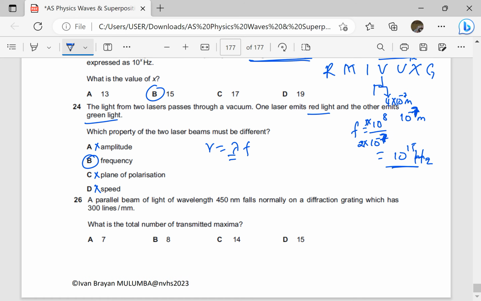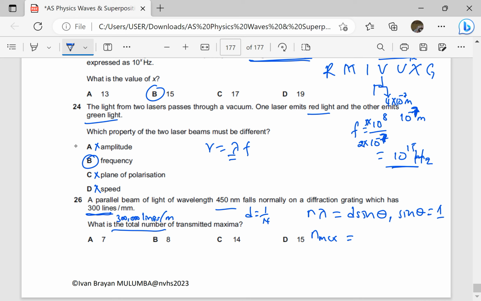And lastly, a parallel beam of light of wavelength 450 nanometers falls normal on a diffraction grating which has 300 lines per millimeter. What is the total number of transmitted maxima? For a diffraction grating, n lambda is equal to d sine theta, and sine theta is equal to 1 when n is maximum. D is not given, but remember d is equal to 1 over N, the number of lines per meter. This is number of lines per millimeter, so it becomes 300,000 lines per meter.